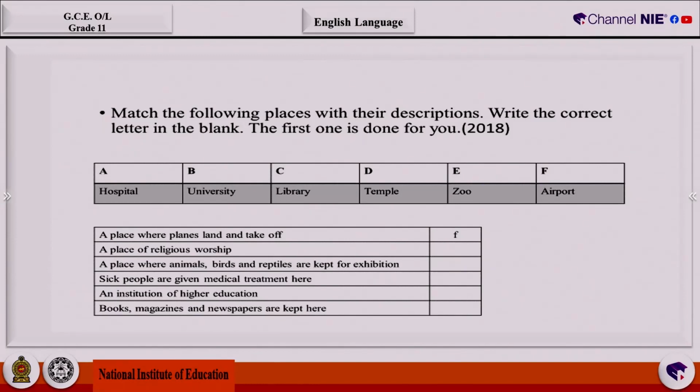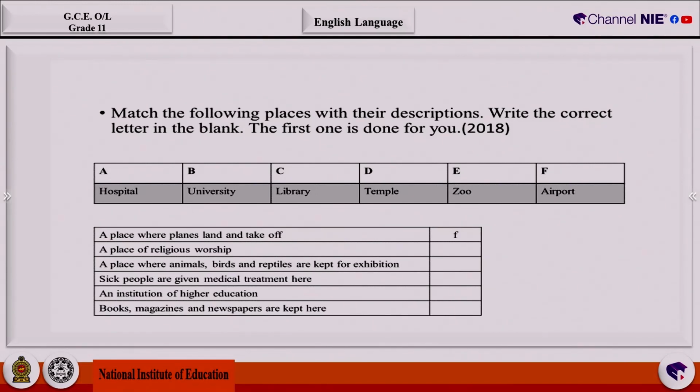Let's move on to question number 1. I told you that the question number 1 is based on your reading skills. And I am going to show you some examples taken from the past papers. Now, this example is taken from 2018 English language paper. What are you going to do here?